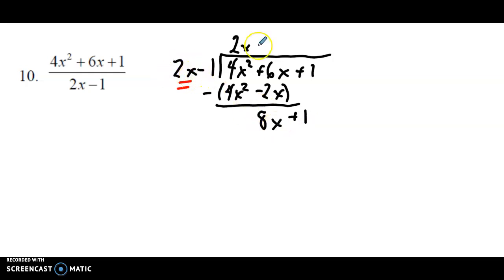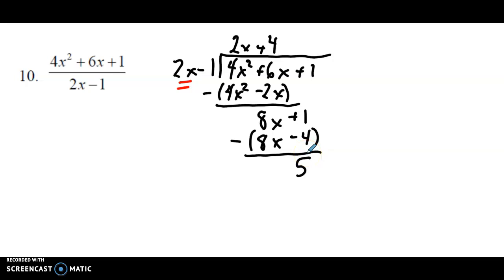2x into 8x is positive 4 times. 4 times 2x is 8x. 4 times negative 1 is negative 4. Again, I'm going to subtract. 8x minus 8x is 0. Again, great sign. 1 minus negative 4 is 5. But you'll notice I have nothing else to bring down. This is the first problem that we had in which we had a remainder.